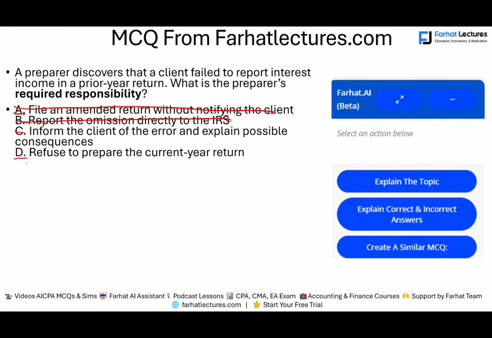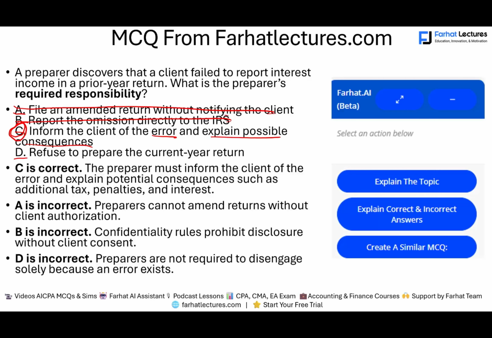And D is a little bit extreme. Refuse to prepare the current year return? No, all we have to do is inform the client of the error and explain possible consequences and let them decide whether they want to prepare an amended 1040X. I mean, you want to let them know, look, if you don't do it, the longer you wait, eventually the IRS will find out, especially if it's interest income. Interest income is reported on the 1099-INT.